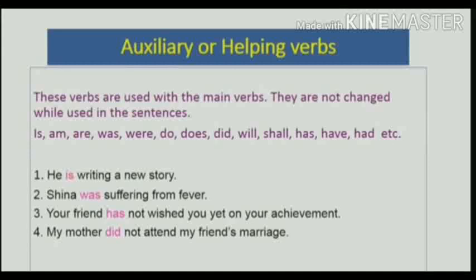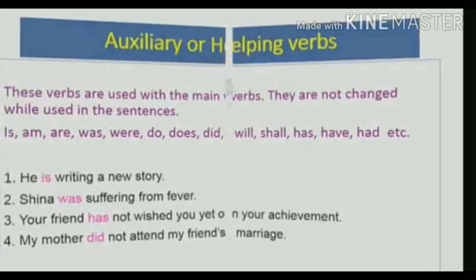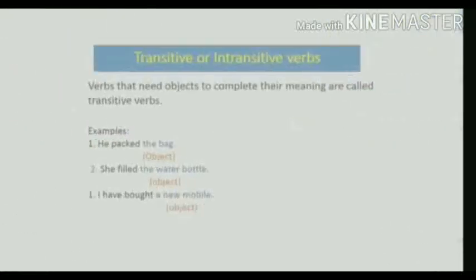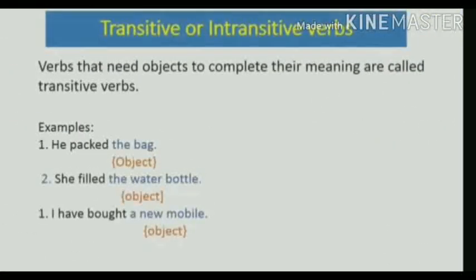For example, he is writing a new story. Writing is a main verb, and before it I am using is, the helping verb. Now, was suffering. Suffering is the main verb. Was is the helping verb. Has is the helping verb. Wished is the main verb. Did is the helping verb. Attend is the main verb. So see, they are used before the main verbs. Attend, wished, suffering, writing. Before them we used the helping verbs is, was, has, did, and so on. That is the way we learn about helping verbs.